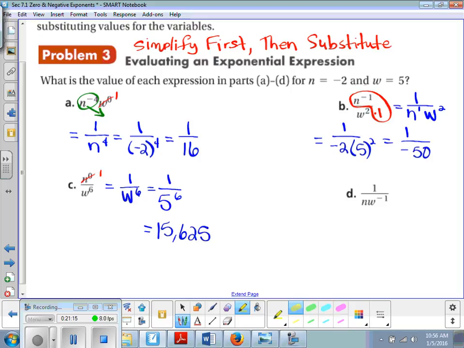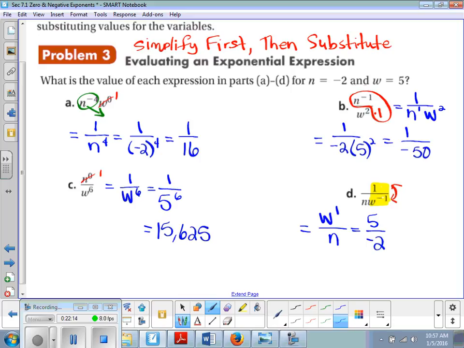So let me highlight this. The only thing that we are flipping is going to be this. You got that? Okay? So when we flip it, we're going to end up with W to now the negative 1 is going to become positive 1. And then the n down to the denominator stays down there. Of course, W to the first is just W. So now we substitute. So W is 5, and n is negative 2. So you have negative 5 halves.